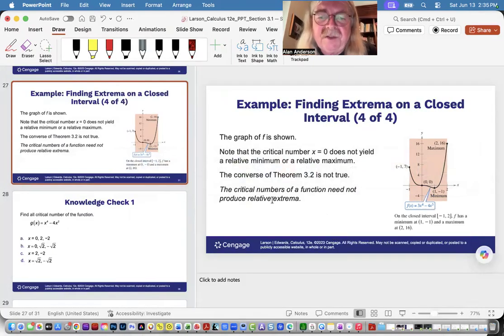And as I mentioned before, not every critical number is equal. It doesn't necessarily result in an extreme point. And that's what happened here. That 0, 0 is technically a critical number, but you can see it's neither a maximum nor a minimum.